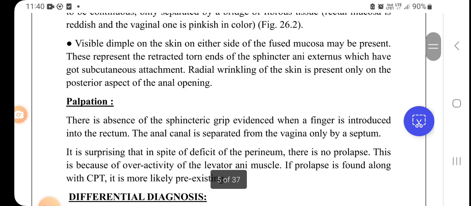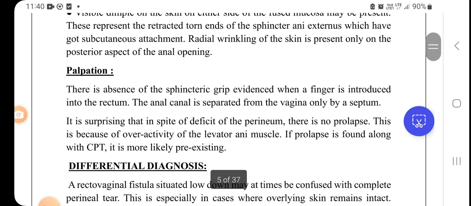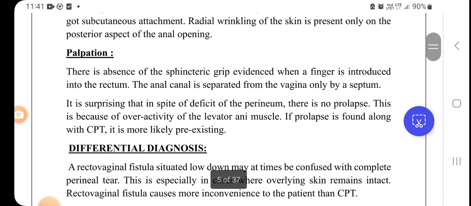Then if you do the palpation, you can see there is absence of the sphincteral grip, evidenced when a finger is introduced into the rectum, and the anal canal is separated from the vagina only by a septum. It is surprising that in spite of deficit of the perineum, there is no prolapse. This is because of overactivity of the levator ani muscle. If prolapse is found along with the CPT, it is more likely pre-existing.